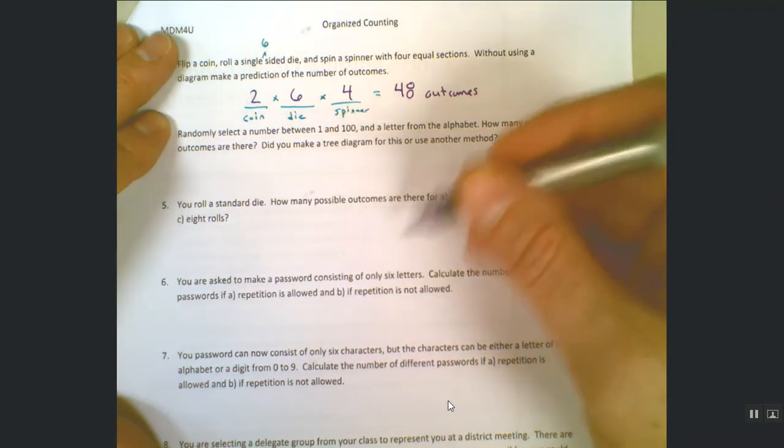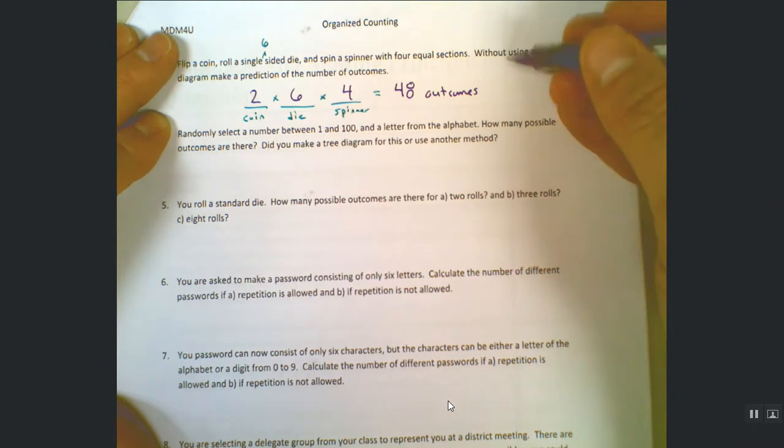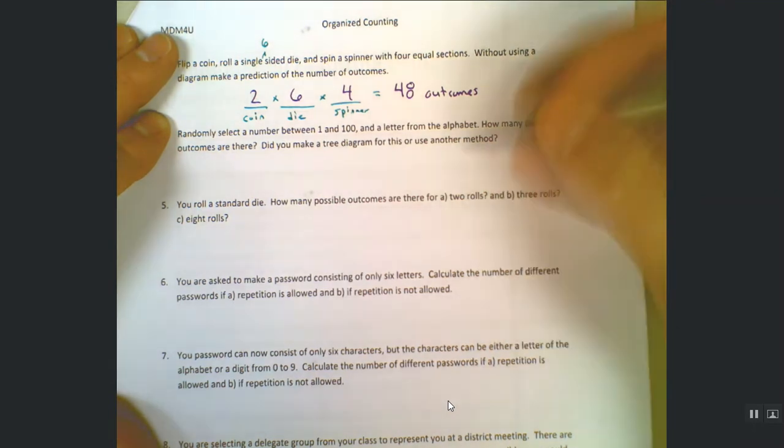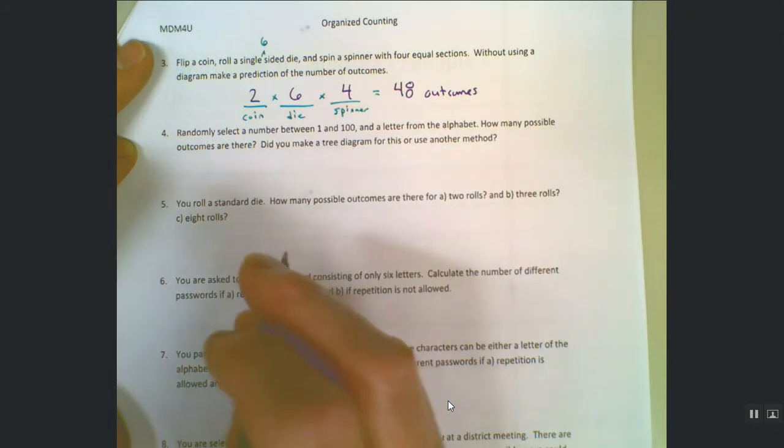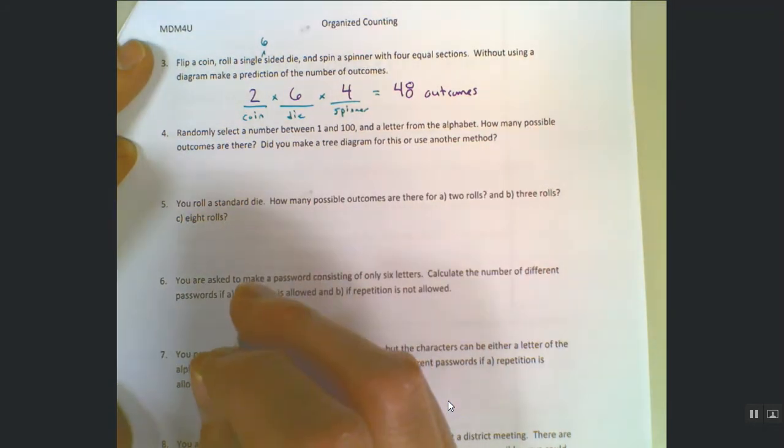If you'd drawn the tree diagram, you would have had 48 branches at the very end. It would have gone from 2, and each of those 2 would have split to 6, and each of those 6 would have branched off into 4 to give a total of 48 outcomes. Much easier to do it using this fundamental counting principle.